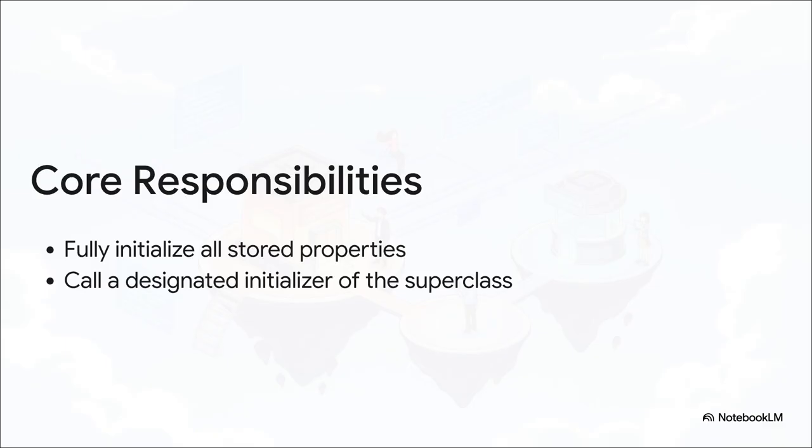And it has two incredibly strict rules it must follow. First, it has to initialize every single stored property in its class. No exceptions, no leaving things half-finished. Second, if this class inherits from a parent, a superclass, it must call one of its parent's designated initializers. These two rules are the bedrock of Swift safety.